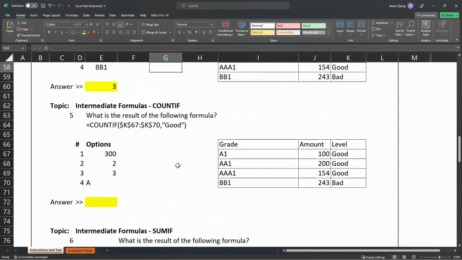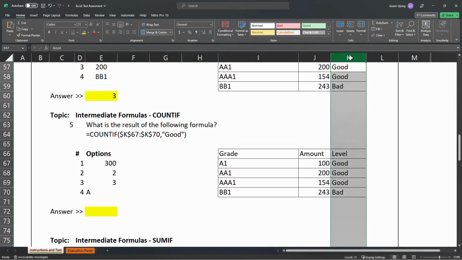All right, so we're going for three. Okay, so COUNTIF. This is the next question. What is the result of the following formulas? COUNTIF with absolute values. This is a range, K67 to K70.